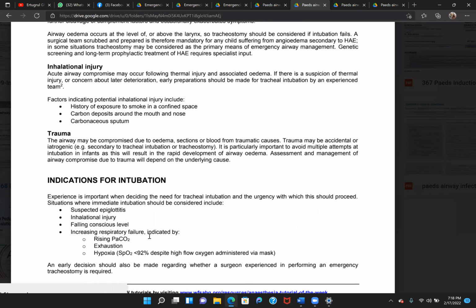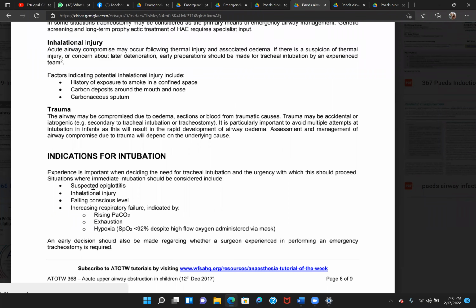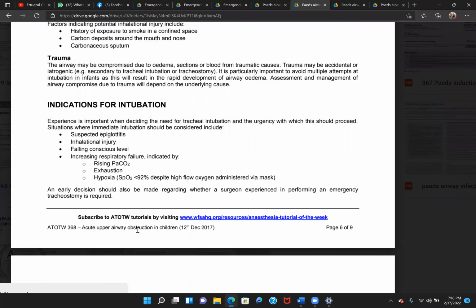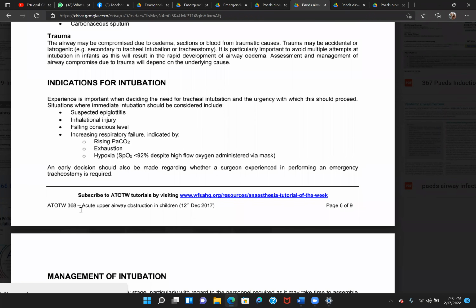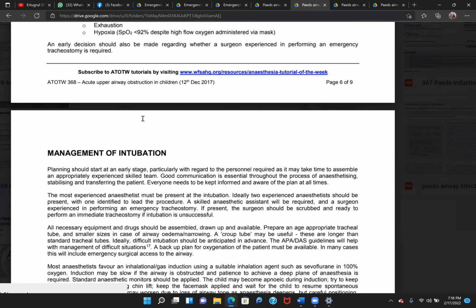Any question? You see the indications for intubation: suspected epiglottitis, inhalational injury, falling conscious level, increasing respiratory rate. You will have the parameters just like for any intubation. In addition to that, we have discussed epiglottitis, where you are anticipating obstruction. At the moment there is no obstruction, but you are anticipating that if you leave the patient like that, there will be complete obstruction.